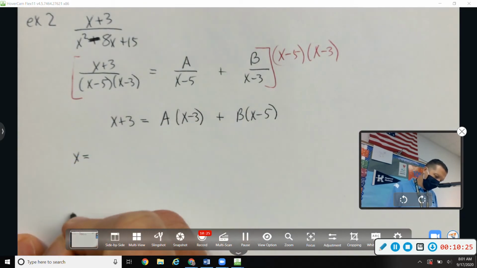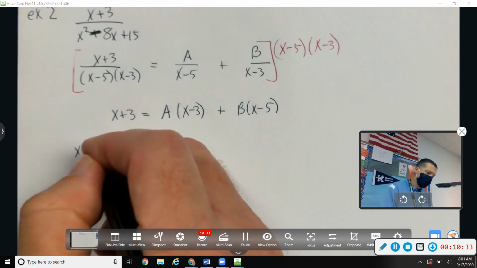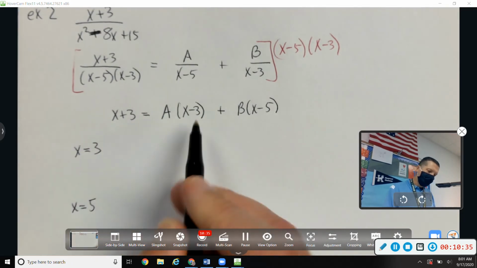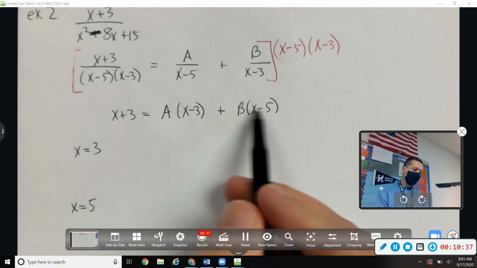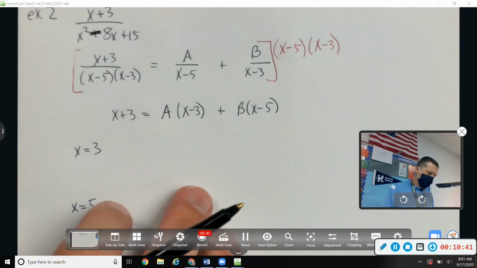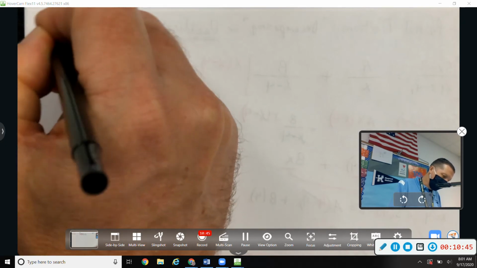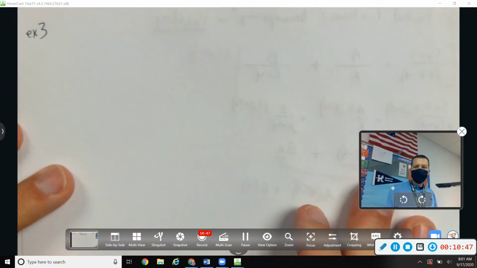All right, here's where we'll bail on this problem. Tell me 2 good values of x I should use to find a and b. 3 and 5. Because 3 will wipe out this guy, 5 will wipe out that guy, and then I can figure out what a and b are. All right, let's do one more example, because this one's a little bit harder. There's something else going on in this last example.